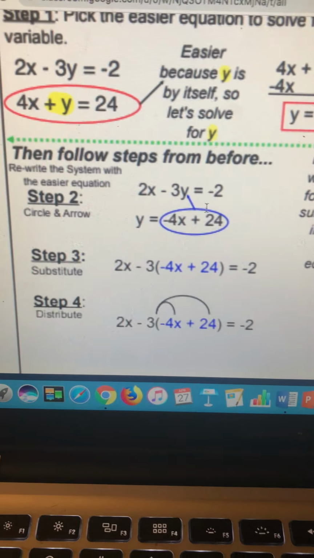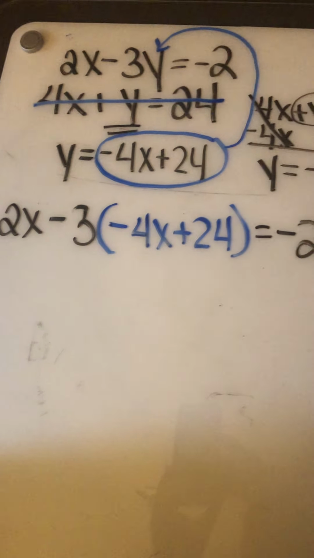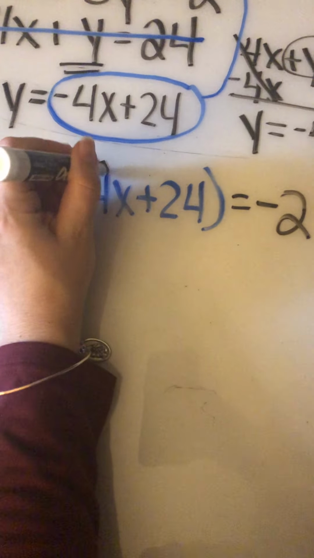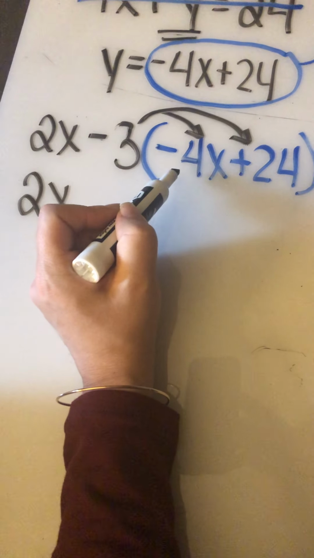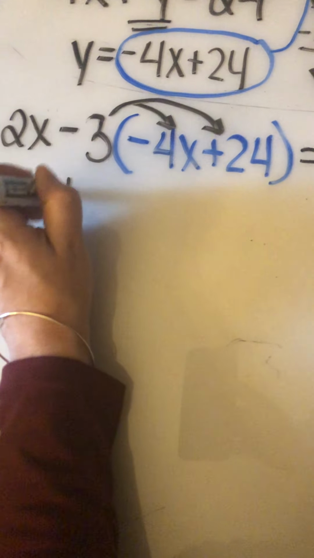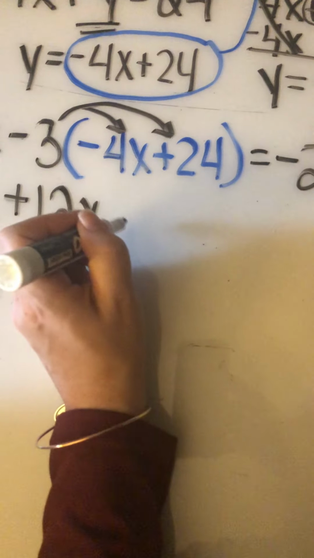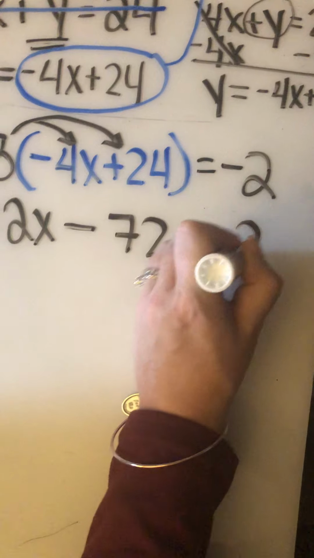Okay, so if you scroll through the lesson, I show doing that here. Okay, it's the same thing. This equation here is the same thing I just showed you here. Okay, and then we're back to what we did yesterday. So we're going to now distribute, because we have parentheses, so we would have 2x. Remember, this is a -3, so -3 times -4x would give us positive 12x. -3 times 24 is going to give us a -72 equal to -2.